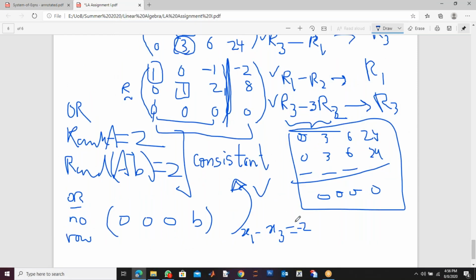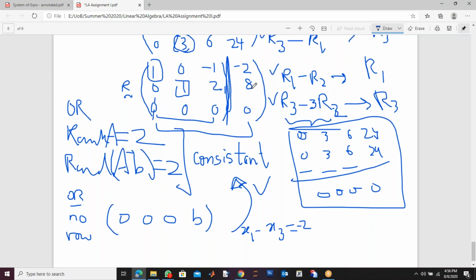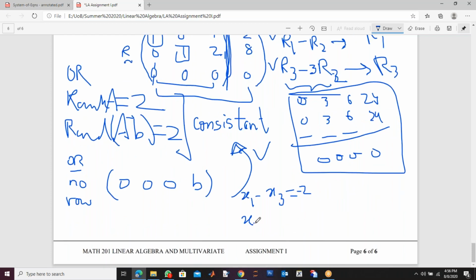Then from the second row, you got x2 plus 2x3 is equal to 8, right? And your third row gives you 0 equal to 0. So that's fine. 0x1, 0x2, 0x3 equal to 0. So 0 equal to 0 is not a problem. If you get 0 is equal to 1, that's a problem. So it means x3 is free. You are not getting anything for x3.